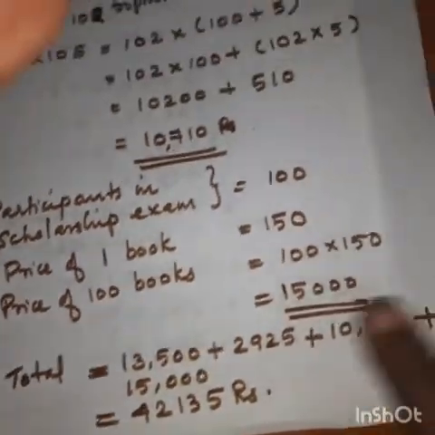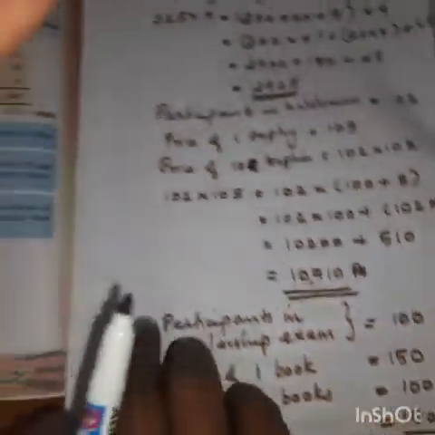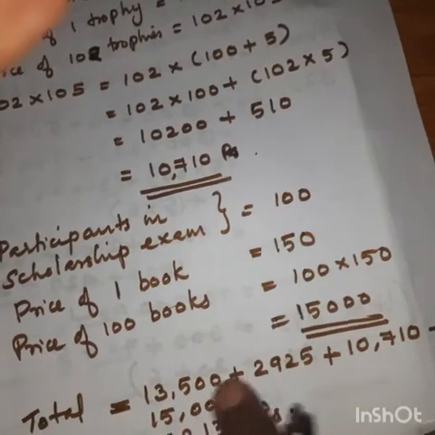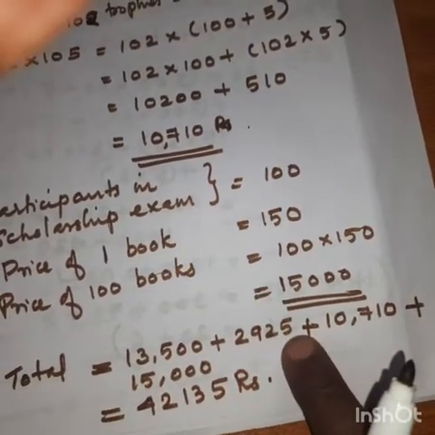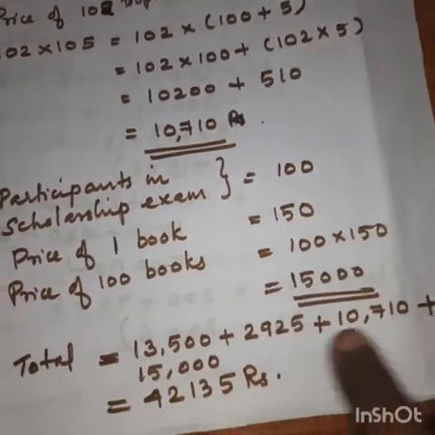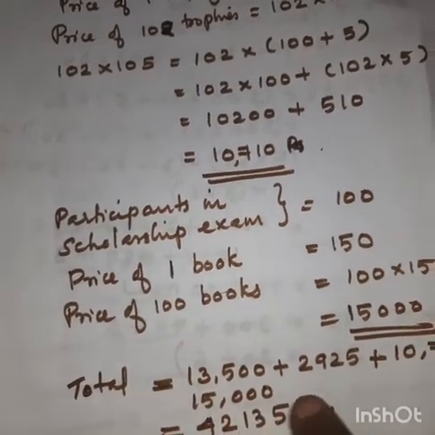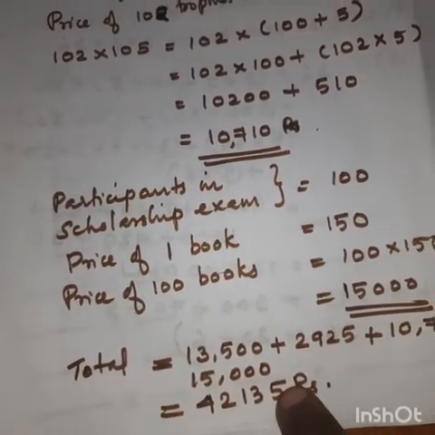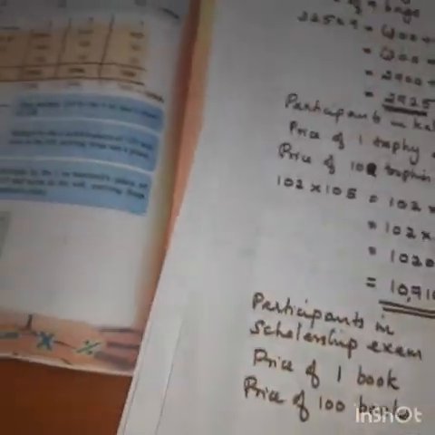Then total. 13,500 for full A plus holders. 2,925 for group dance winners. 10,710 for Kalolsavam winners. And 15,000 for scholarship winners. Total is 42,135 rupees.